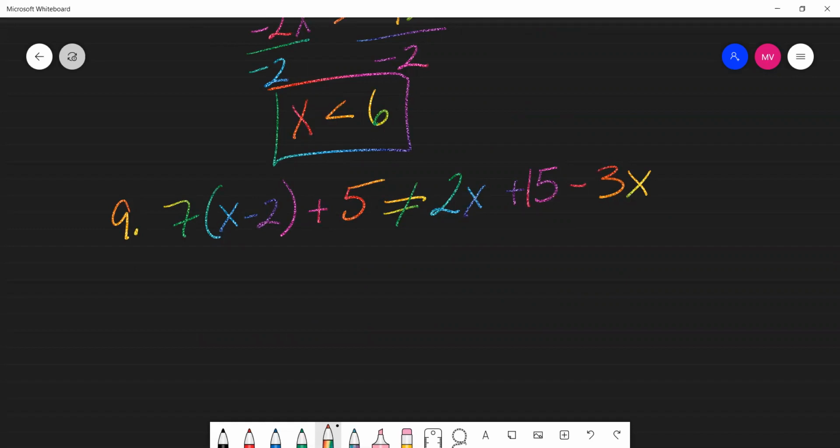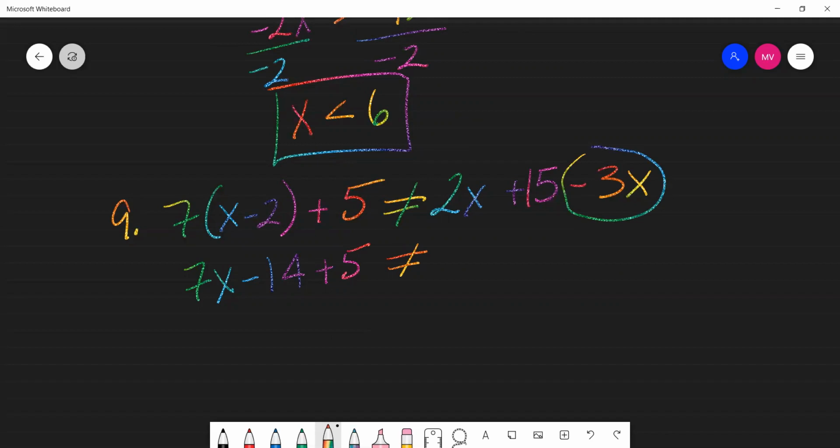Okay, so 7 times x minus 2 plus 5. What do we need to do here? Right, so 7 times x minus 14 plus 5. Okay, we'll leave that like it is for right now and let's look at the right side. Is there anything on the right side we can simplify? Right, so our x term becomes what? You treat this like a negative 3x, yes.